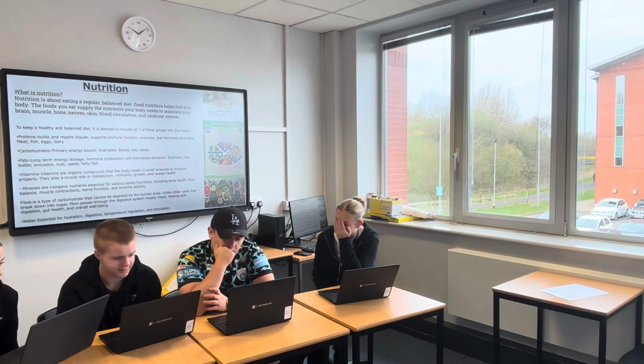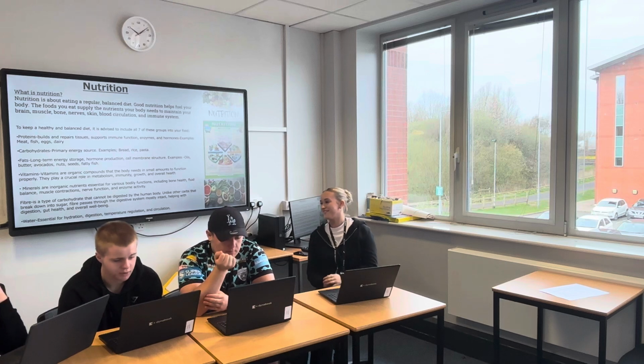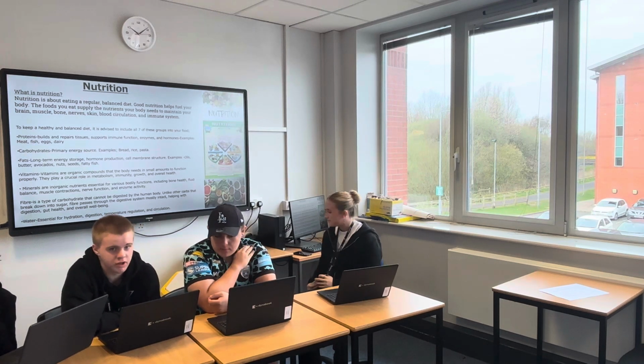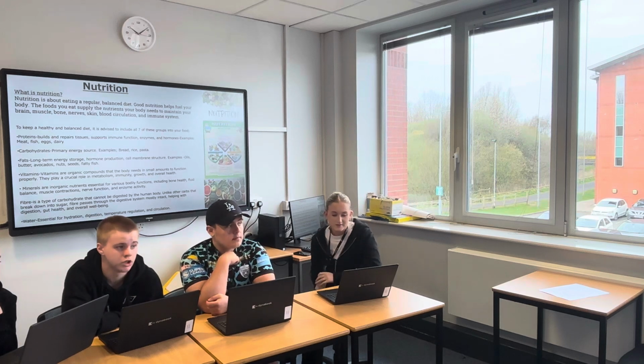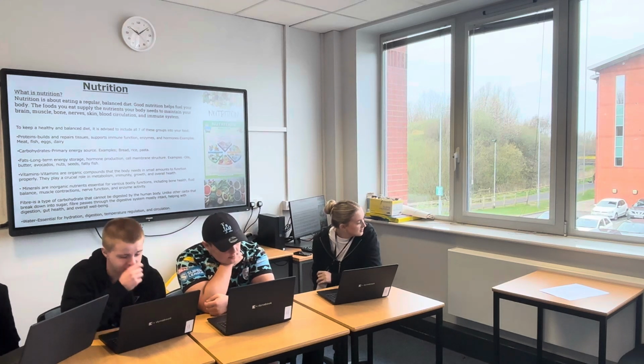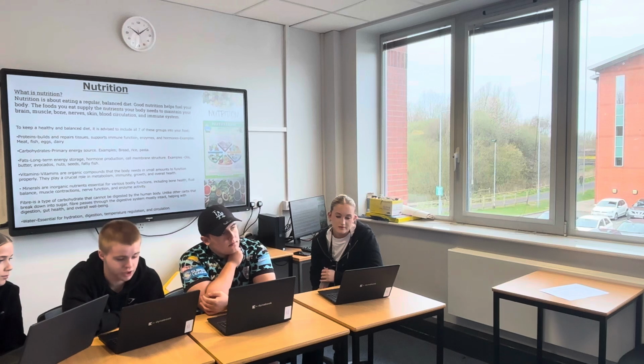Fats, examples of these are oils, butter, fatty fish, avocados. These are long-term energy storage, which will keep you going for longer. So if you've had a tough session, like I said, it keeps you going for longer. These help with hormone production and cell membrane structure, which is good.